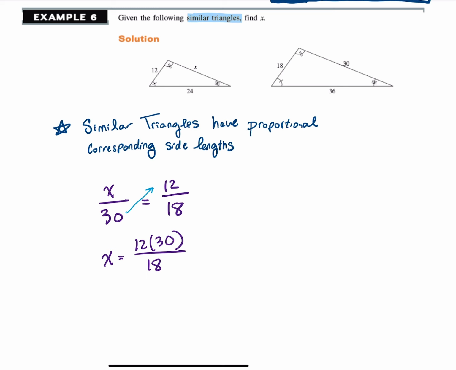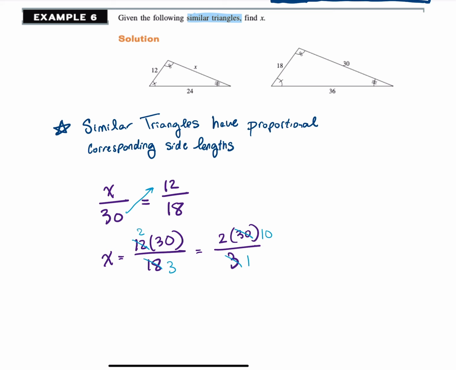You could just type this in, try to get it, but let's say we weren't using a calculator. Well, I know 6 goes into 12 and 18. 6 goes into 12 two times, and it goes into 18 three times. So you can imagine dividing the 12 by 6 and I get 2, and the 18 by 6 and I get 3. So this would reduce to 2 times 30 over 3. And I know 3 goes into 30 10 times. 3 times 10 is 30. So I can imagine dividing the 3 by 3 and getting 1, and the 30 by 3 and getting 10. We can reduce that way.